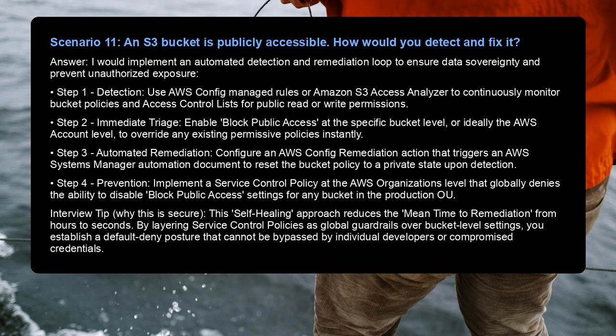Step 3: Automated remediation. Configure an AWS Config remediation action that triggers an AWS Systems Manager automation document to reset the bucket policy to a private state upon detection. Step 4: Prevention. Implement a service control policy at the AWS Organizations level that globally denies the ability to disable block public access settings for any bucket in the production OU.